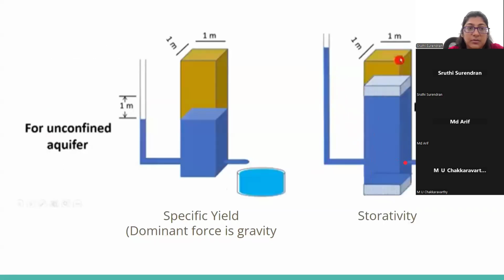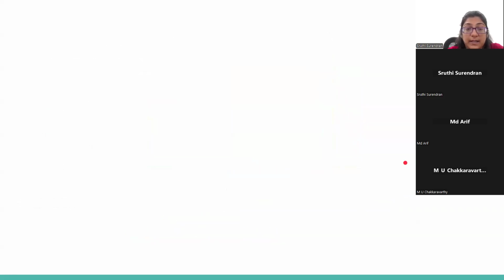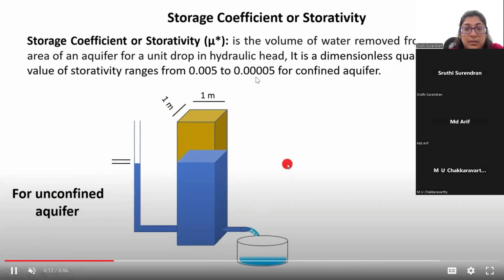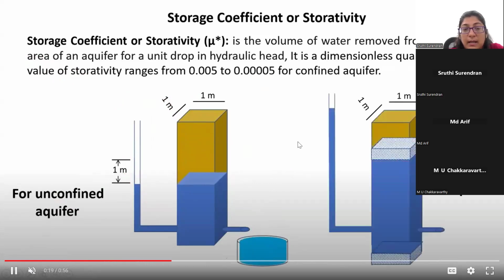Now we see that storativity is a dimensionless unit, and here they show why it is. For the unconfined aquifer, let us visualize the definition. You can see that values of storativity generally range from 0.005 to 0.0005, and we will also see here that the depiction is mu star, and why it is a dimensionless unit.